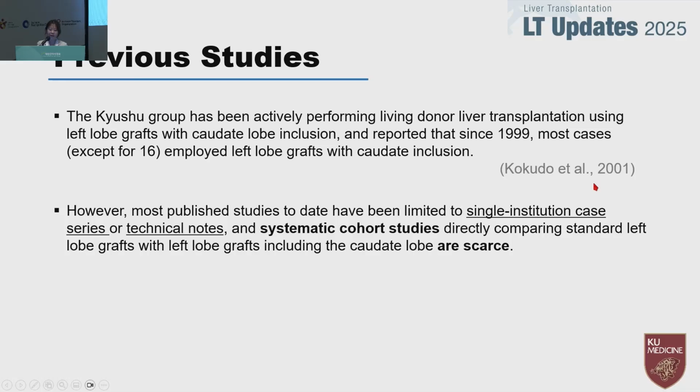Also, another study in Japan showed that the Kyushu group has been actively performing living donor transplantation using left lobe graft with caudate lobe inclusion, and reported that since 1999, most cases except for 16 employed left lobe grafts with caudate inclusion. However, as you can see, most published studies to date have been limited to single institution case series or technical notes, and systematic cohort studies directly comparing the standard left lobe graft with the left lobe graft including the caudate lobe are still scarce.